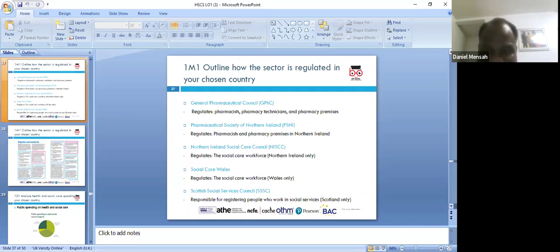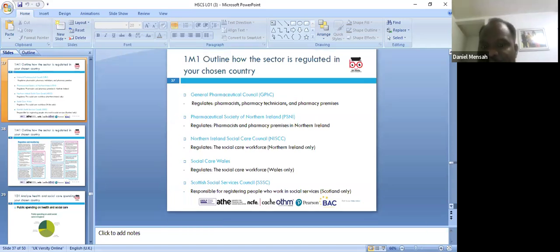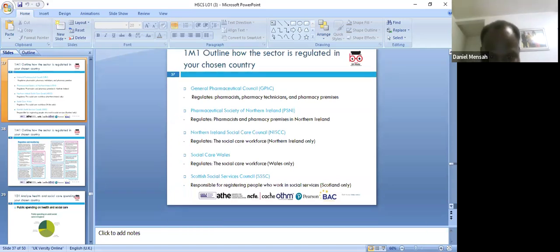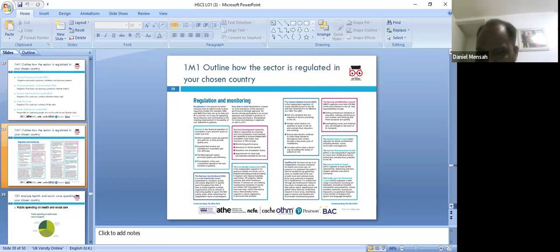The Northern Ireland Social Care Council regulates the workforce within Northern Ireland. Social Care Wales regulates the social care workforce within the Wales environment. And then in the Scottish area, we have the SSSC, the Scottish Social Services Council, that regulates the social services workforce within the Scottish environment. Okay.